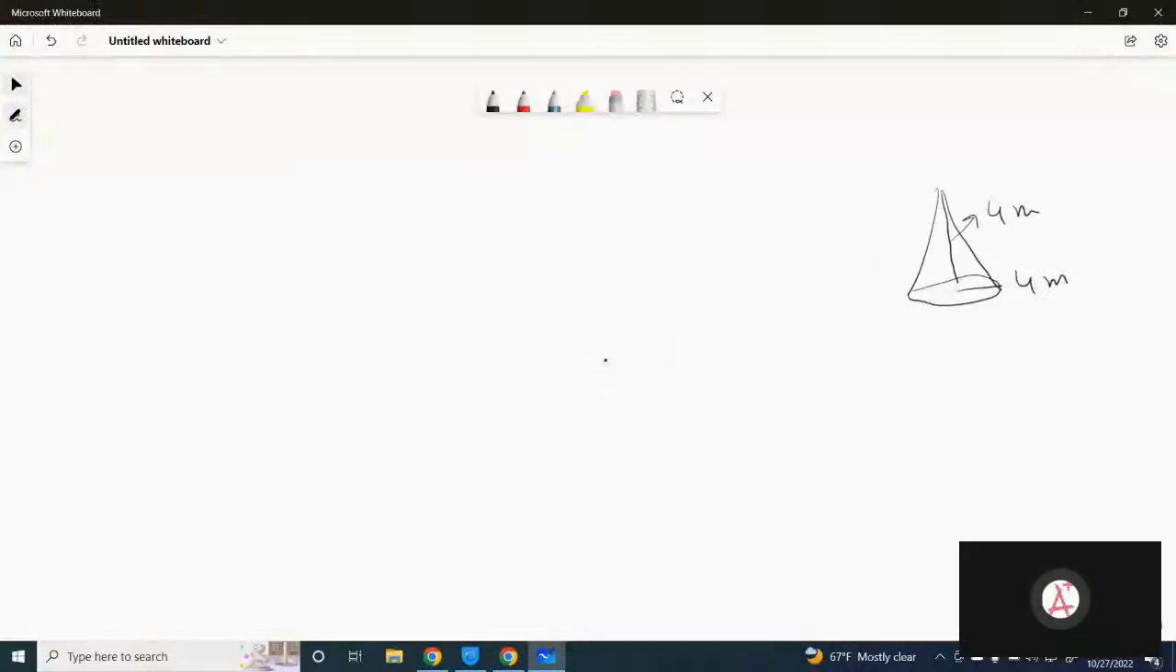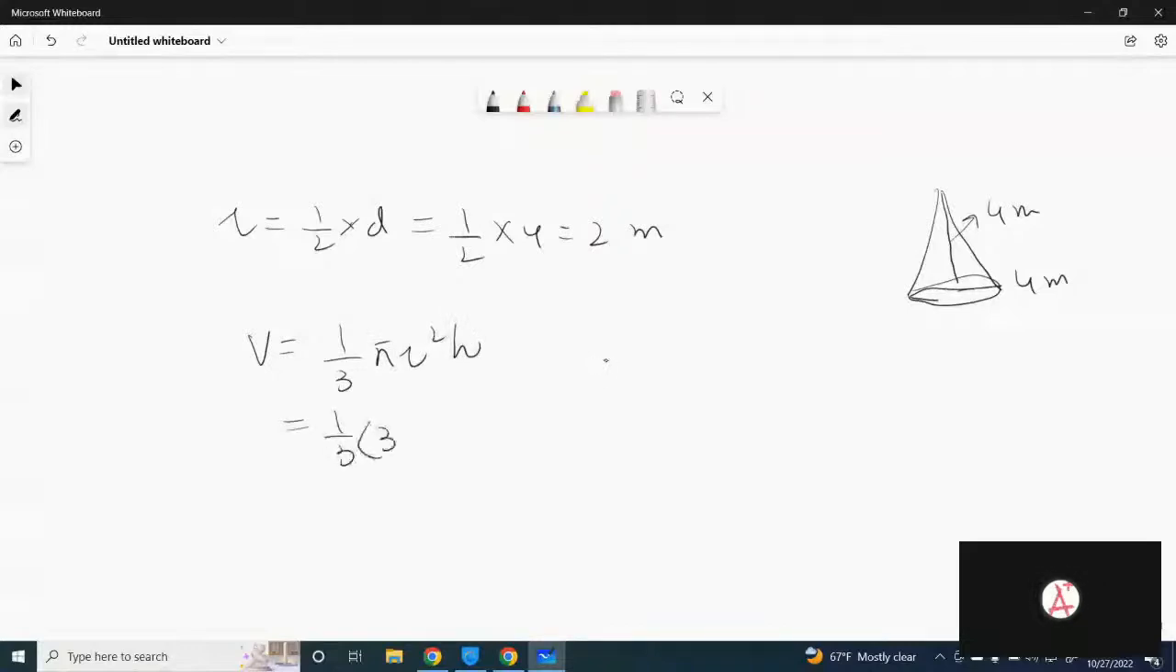Got it? So first of all, find the radius. The radius is half times the diameter. You are given the diameter, not the radius. So half times 4 is 2 meter. That means the radius is 2 meter. Now use the formula for the volume of the cone, 1 by 3 pi r square h. Pi is 3.14, r is 2 square and h is 4. Just calculate all the values. Let's see what is the answer.